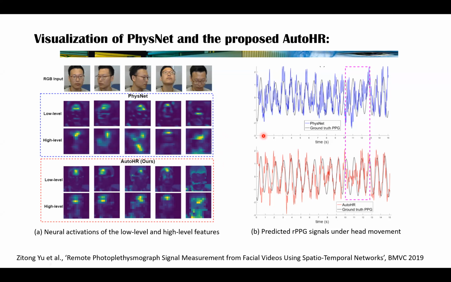And we also compare the predicted signals in this head movement scenario. We can see in this short period, corresponding to this input, the baseline PhysNet predicts a very noisy rPPG signal. But in comparison, our AutoHR gives an acceptable rPPG prediction, even with serious head movement.